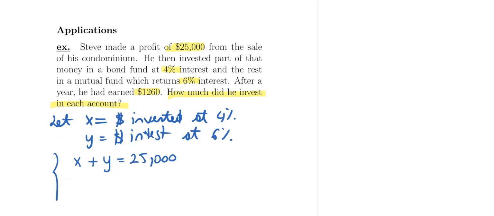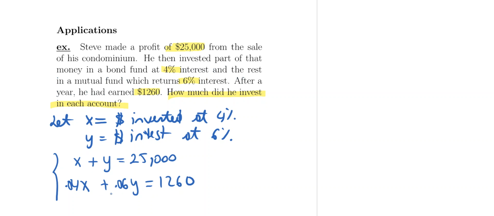Now the interest has to add up to 1,260. So if he invests X dollars at 4%, we have that 0.04 times X plus 0.06 times Y must equal 1,260, because 4% of X means 0.04X, and then 0.06 for Y. So there you go, we have our system.